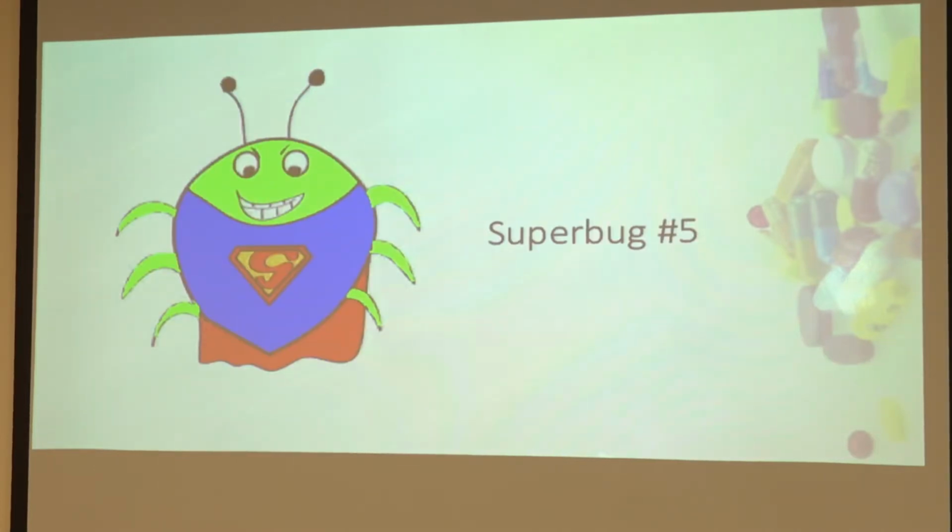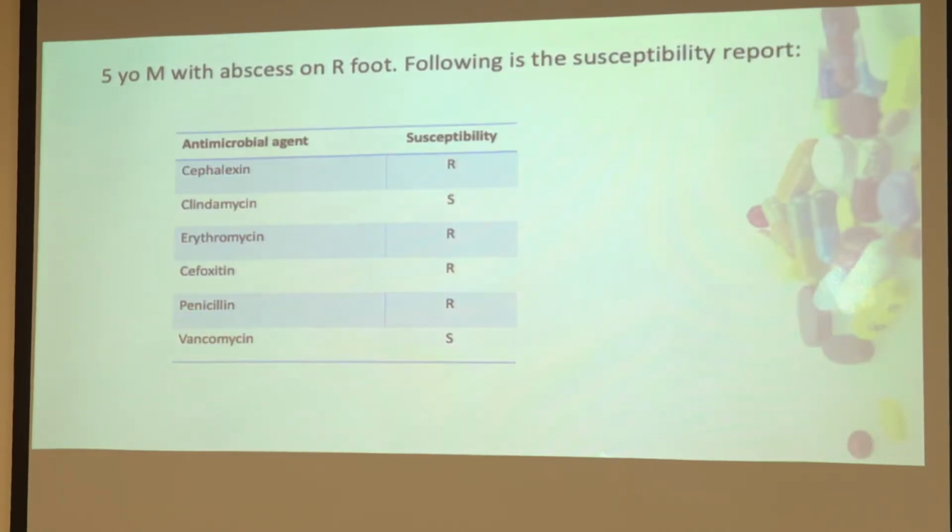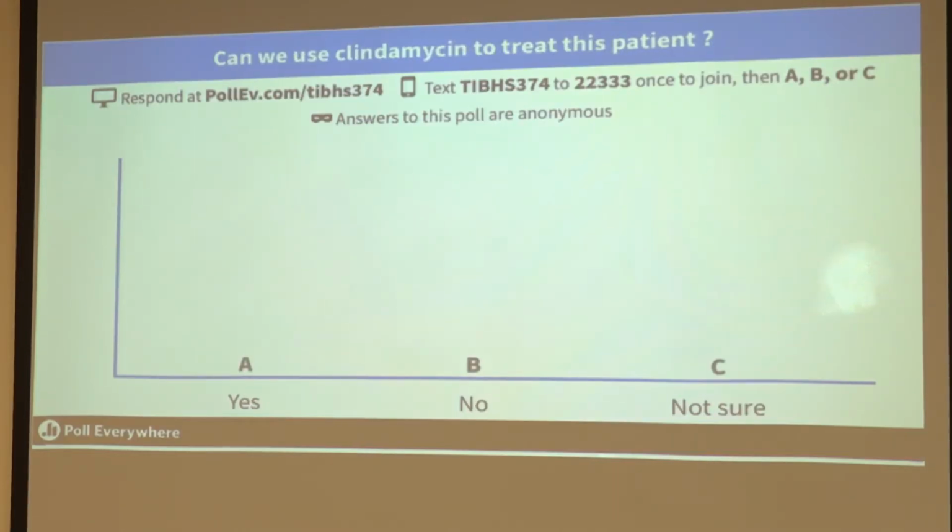So this brings us to the last superbug for my presentation. This is superbug 5. This is a 5-year-old male with an abscess on the right foot. This is the sensitivity report. I'm pretty sure we all can identify what this is. Right? Yes. So the question is not to identify the superbug. The question is, can you use clindamycin to treat this patient? So this is MRSA. Let's see. Can you use clindamycin to treat this patient?